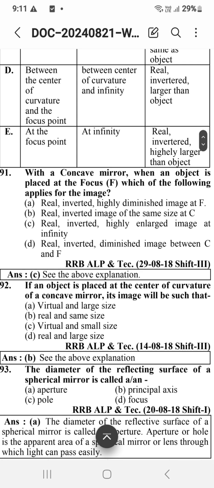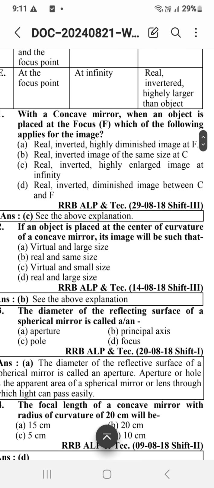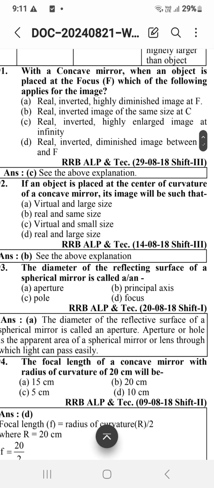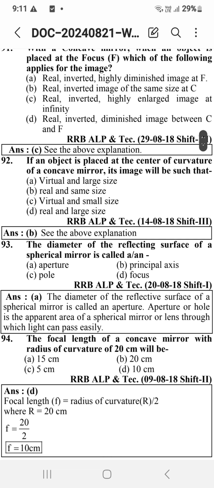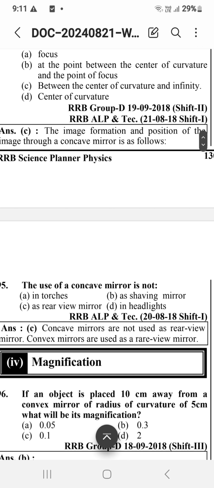The diameter of the reflecting surface of a spherical mirror is called an aperture. The focal length of a concave mirror with radius of curvature of 20 cm will be f equals 20 divided by 2. The use of the concave mirror is not as rear view mirror.